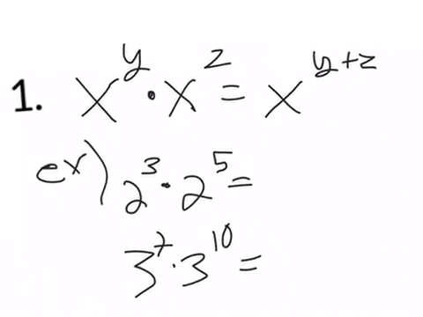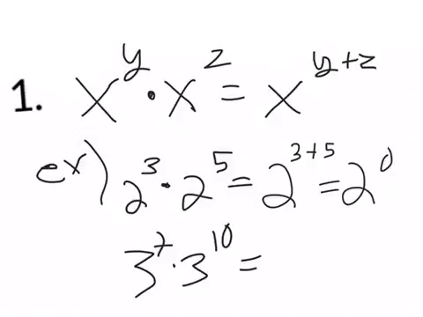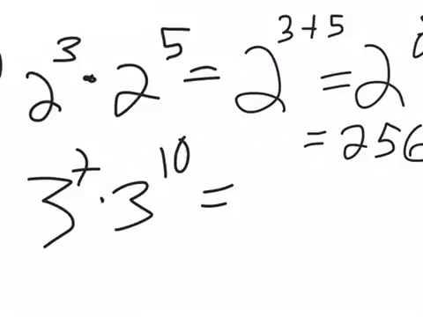In here we have 2 to the power of 3 times 2 to the power of 5. Because it's the same base, all we need to do is add the 2 degrees. So 2 to the power of 3 times 2 to the power of 5 will be 2 to the 3 plus 5, which is equal to 2 to the power of 8. Or if you work it out, it'll be 256.